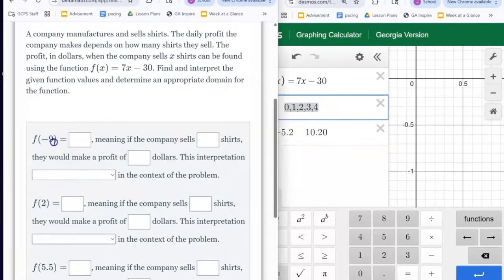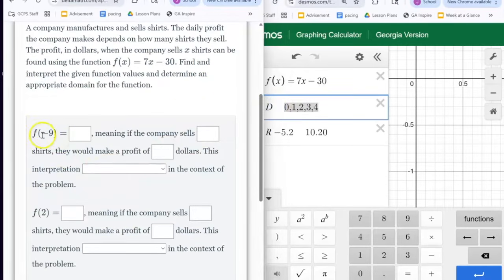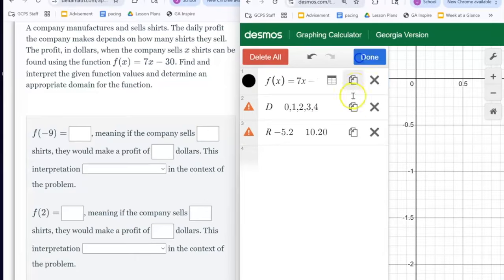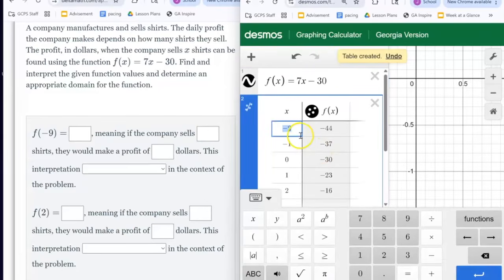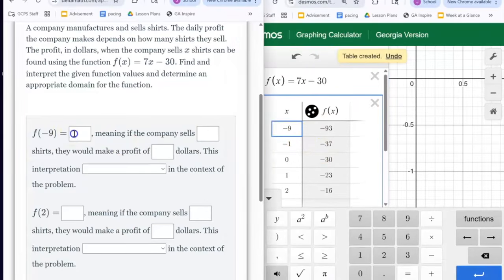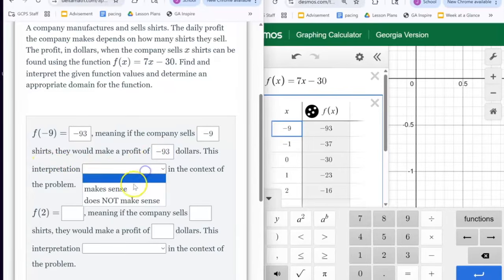Now we're going to prove that. All right, so remember, x is shirts. So I have f of negative 9. I'm going to make this a table, and I'm just going to type in negative 9. So negative 93. And again, this is just interpreting functions. This is saying if I make negative 9 shirts, I'm going to make negative $93 in profit. So if the company sells negative 9 shirts, they would make a profit of negative $93. This interpretation obviously does not make sense.